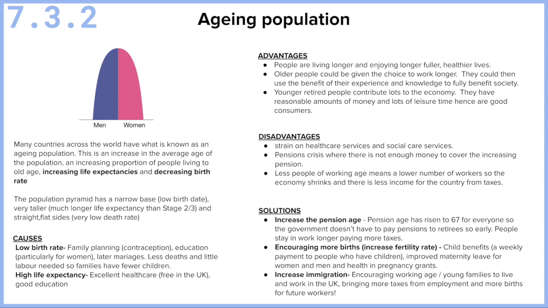But a lot of the ageing population is focused on the disadvantages, and there are a few. Now, as people get older, they need to use healthcare more. So it puts a strain on the healthcare services and the social care services in our country. As people are living for longer, their pension, which is a bit of money that the government pays out every week to people once they've retired, well, if you've got a longer life expectancy, it means that you've got to pay that money out for longer as well.